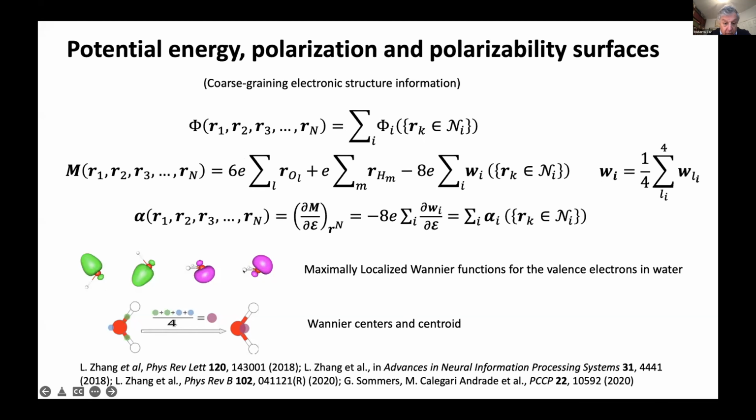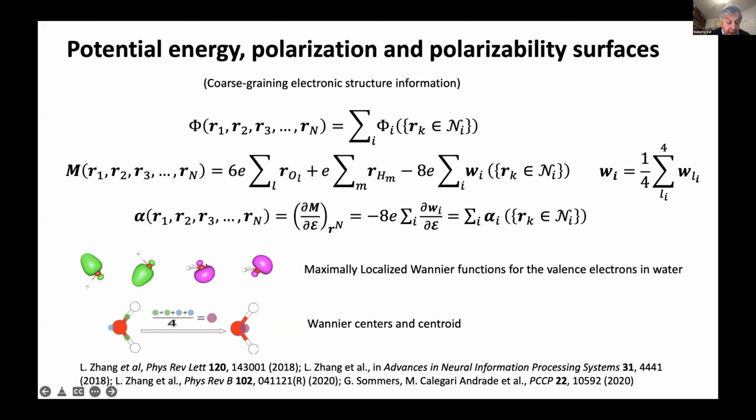This is illustrated below. The maximally localized Wannier functions for the valence electrons in the water molecule, which will be slightly perturbed when we go to, for instance, liquid water or ice, are given by these four distributions here. This is the maximally localized Wannier center associated with the bond pair, the bond between oxygen and hydrogen, and the center will sit somewhere around the middle of this bond.